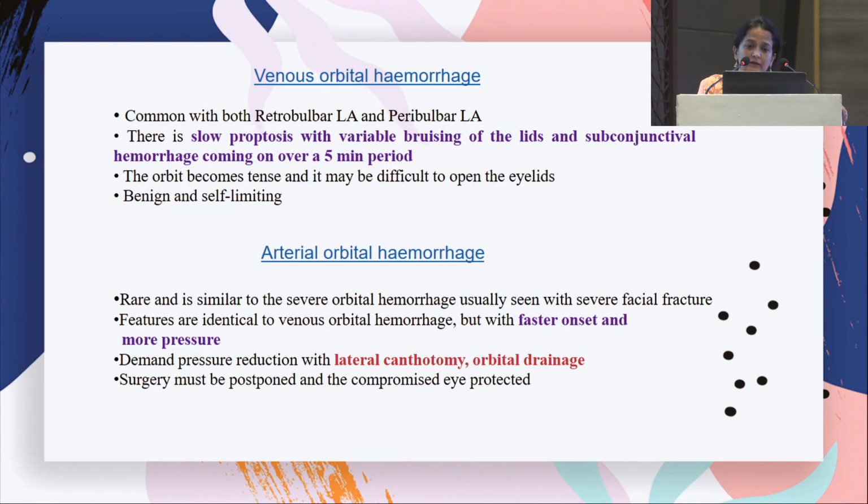Then there may occur venous or arterial orbital hemorrhage. There is slow proptosis with visible bruising of the lids and subconjunctival hemorrhage. We have to stop the procedure. If it is arterial, it has faster onset and more pressure, then we need to reduce the pressure either by lateral canthotomy or orbital drainage, and the surgery has to be postponed and the eye needs to be protected.